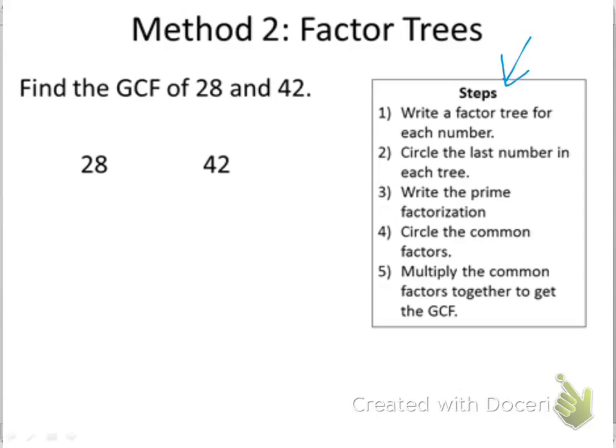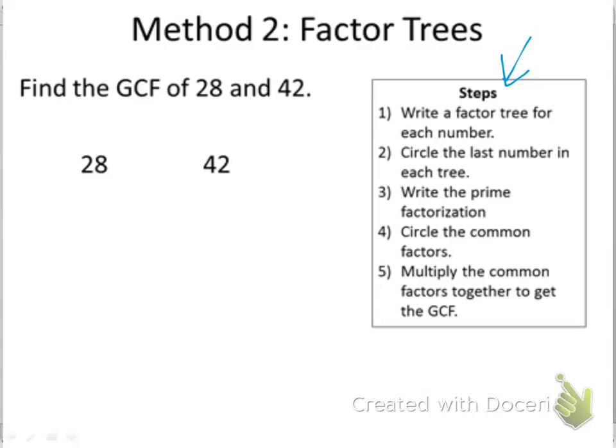First, please make sure you write down your steps. Our first step is to write a factor tree for each number. It's just like what we did yesterday. Then we need to circle the last number in each tree, write the prime factorization, which we did yesterday as well, and circle the common factors. Then multiply the factors together to get the GCF. It sounds confusing, but hopefully once we get started, it will be fairly straightforward.